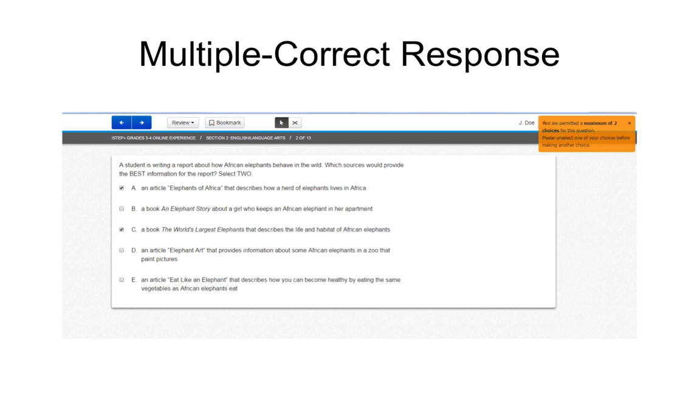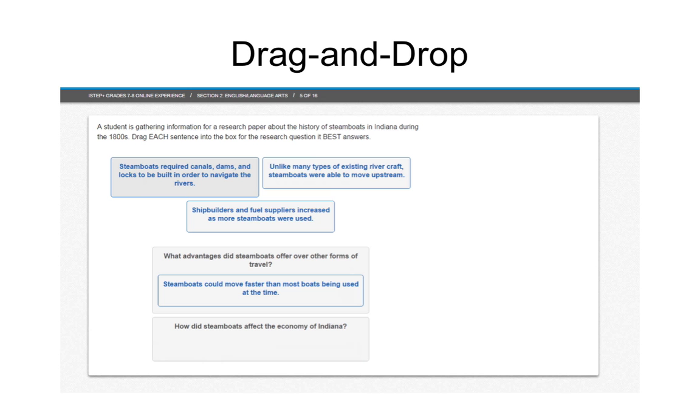Students will still need to make sure they are selecting the minimum number of responses. A box will not appear if they have not selected the minimum number of responses. This is an example of a drag and drop item. In this case, students must drag tiles into the appropriate boxes.